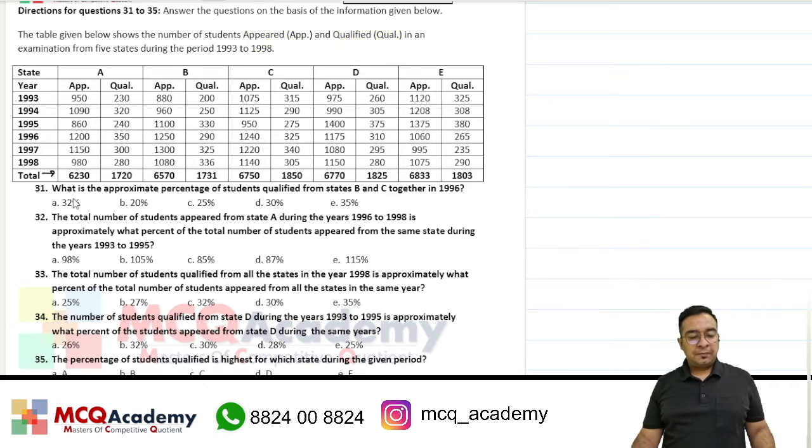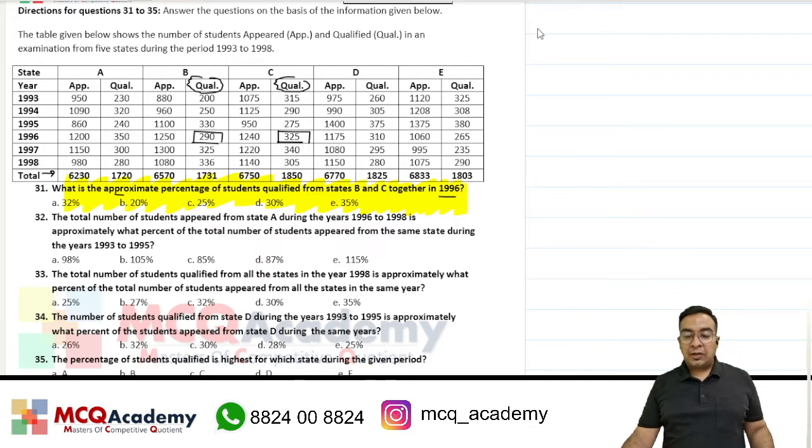Question number 31. What is the approximate percentage of students qualified from states B and C together in 1996? आपको कैलकुलेट करना है क्या, परसेंटेज ऑफ स्टूडेंट्स, अप्रोक्सीमेट परसेंट, यानी कि आप अप्रोक्सीमेट वैल्यूज को यहां पे काम में ले सकते हैं. ऑफ स्टूडेंट्स क्वालिफाइड फ्रॉम स्टेट बी के क्वालिफाइड स्टूडेंट्स यहां पे गिवन है, और दूसरा आपको स्टेट सी के क्वालिफाइड स्टूडेंट्स की बात की गई और पूछा गया ये डेटा इन द ईयर 1996. तो marking them individually, this is equal to 290 and this is equal to 325.